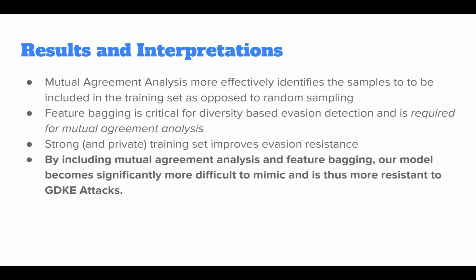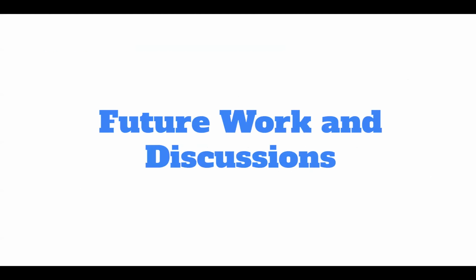Additionally, strong and private training sets improve evasion resistance. That's why it's necessary for all malware detectors to obtain a strong and private training set, so no bad actors can try to determine the decision boundary from that. And finally, by including mutual agreement analysis and feature bagging, our models become significantly more difficult to mimic and are thus more resistant to GD KDE attacks. Again, the primary reason for this is that the decision boundary is no longer known, so no one can easily mimic that decision boundary and pass in malicious data as benign.